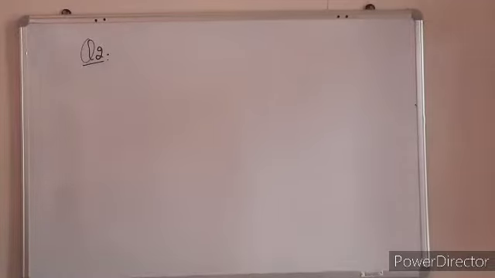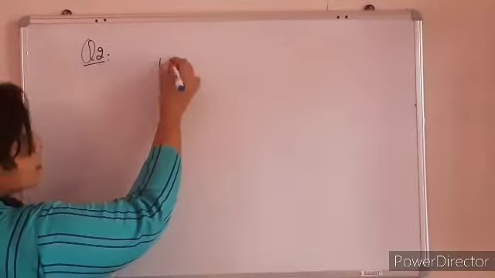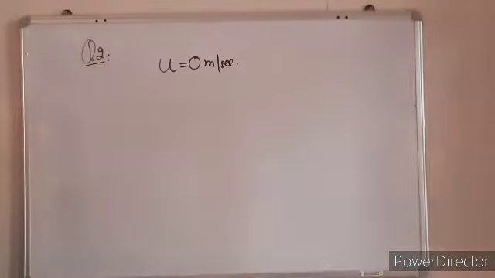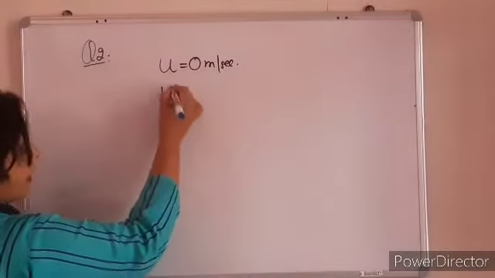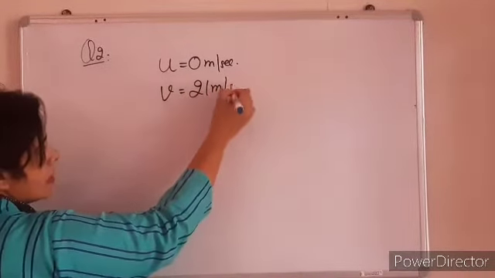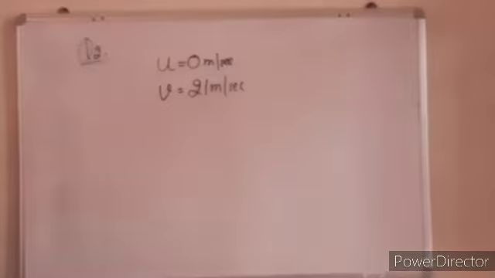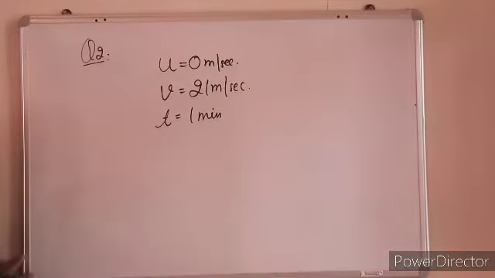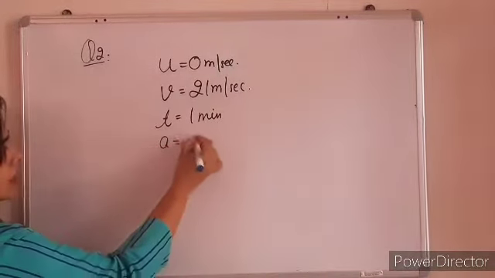So children, in this question it's mentioned in the beginning that the train starts from the railway station. It means the initial velocity of the train is 0 meter per second. Then the train attains the speed of 21 meter per second. It means the final velocity is 21 meter per second. And it is attained in how much time? That is in 1 minute. And what we have to find out is acceleration.